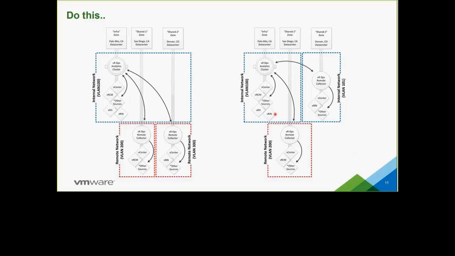Everything is inside this one location, even though the VLAN is across two logical or physical data centers, and your remote collectors are a thing. I can't stress this enough. Do not stretch your vROps nodes, even if it's on the same LAN or the same subnet, across geographical zones. It's not supported. And do not do it across logical data centers.